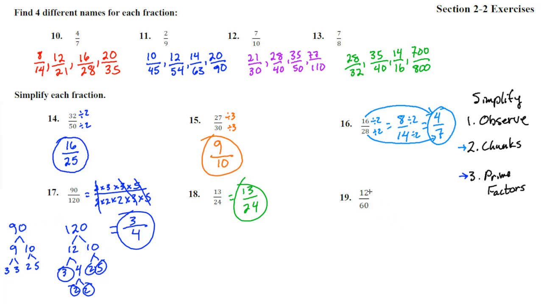Number 19, 12 over 60. Let's look at this one. We know this one. Oh, look, yeah, 12 and 60, those are part of the multiplication tables. Can you see that they're both multiples of 12? Yeah, we can divide by 12 and divide by 12, and we get 1 over 5. We could do that just at once. Now, you could have also done it and seen that, like, 4 goes into both of those, and 3 goes into both of those, and you could have done it in chunks, but you'd still get down to 1/5. Great.